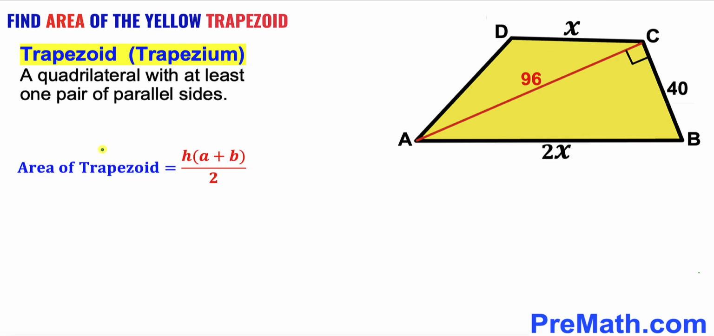And now let's recall the area of a trapezoid formula. Area equals height h times the bases a plus b all over 2. And in our case, this side is our base A, this side is our base B, and this is the height h of this trapezoid. And now our dilemma is A is unknown, B is unknown, and h value is unknown as well.